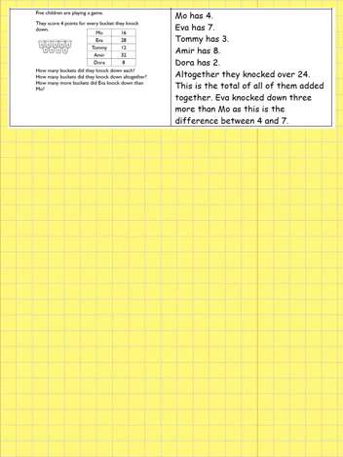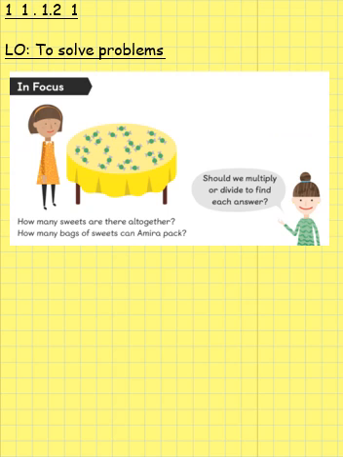And then the last part was looking at how many more Eva scored than Mo. So remember, Eva knocked down 7, Mo knocked down 4, so the difference between those two numbers is 3. So Eva knocked down 3 more buckets than Mo. Well done for your efforts with that one. A few tricky challenges in there, but you answered them really well with some really good explanations, so well done.